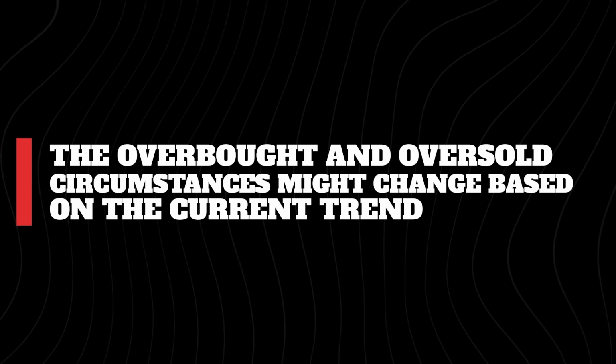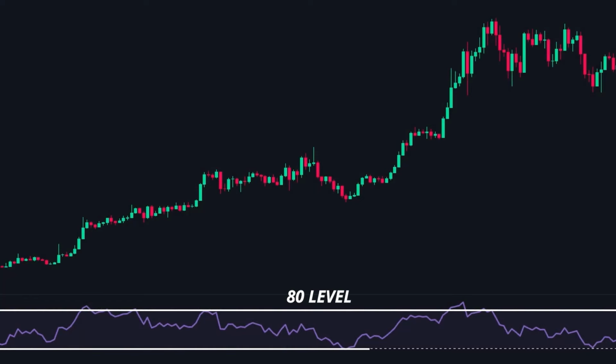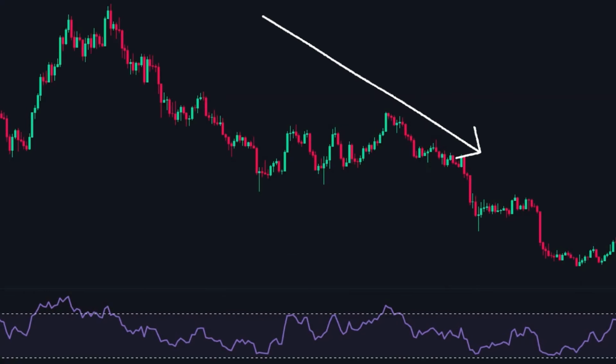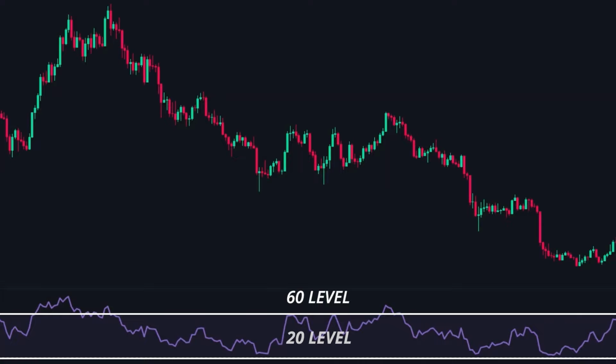However, the overbought and oversold circumstances might change based on the current trend. For example, in an uptrend, the overbought zone may move from 70 to 80, while the oversold zone may shift from 30 to 40. In contrast, in a downtrend, the overbought zone may fall to 60, and the oversold zone moves to 20.